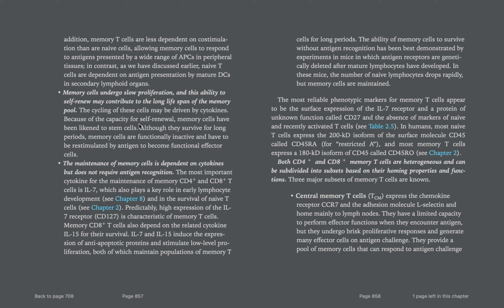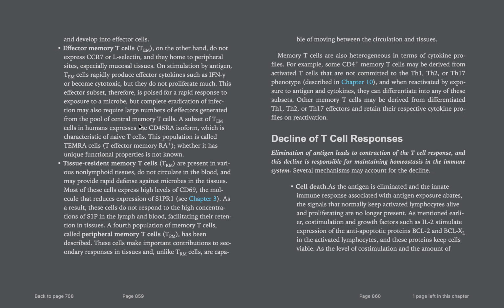There is the central memory T cell, which expresses the chemokine receptor CCR7 and the adhesion molecule L-selectin and homes mainly to lymph nodes. They have a limited capacity to perform effector function when they encounter antigen, but they undergo a brisk proliferative response and generate many effector cells on antigen challenge. They provide a pool of memory cells that can respond to antigen challenge and develop into effector cells.